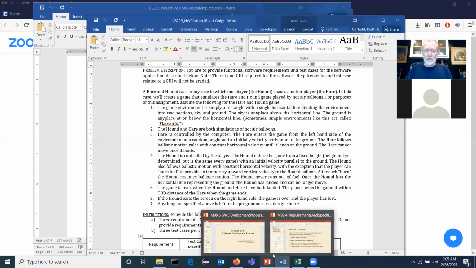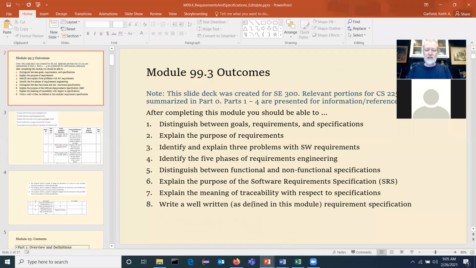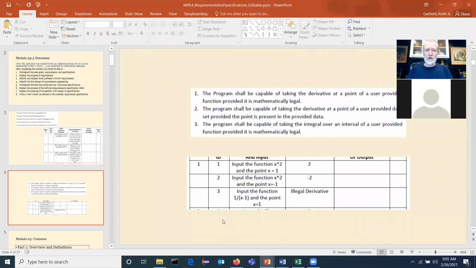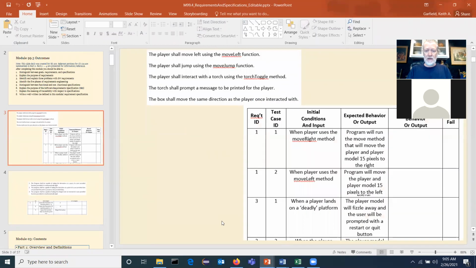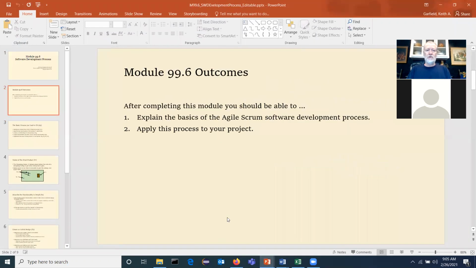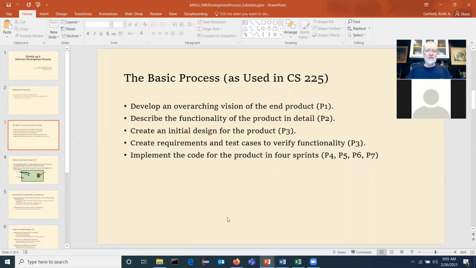Okay. I think we talked a little bit about this last week, the requirements and specifications, and looked at some bad requirements and some better requirements. I'm going to come back to this. Let's walk through the process again. So the basic process, you have your overarching vision of the product. That's the P1. Okay, this is the really brief description of what your project is going to do. And then describing the functionality of the product in detail. That's the P2 deliverable that you've done.